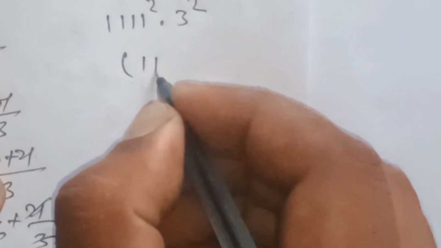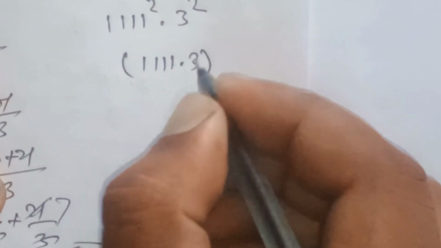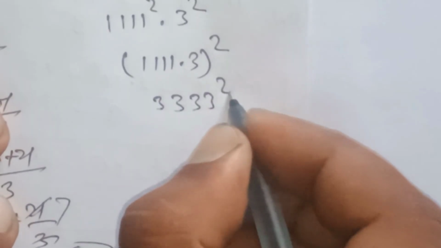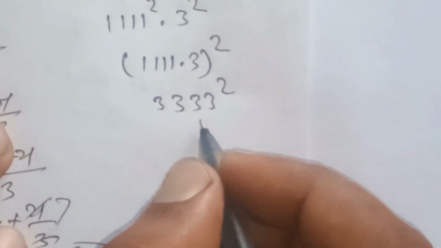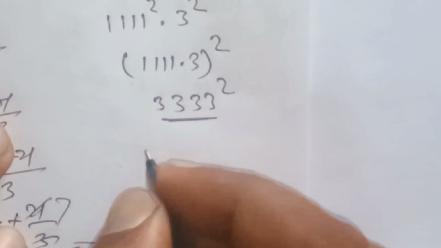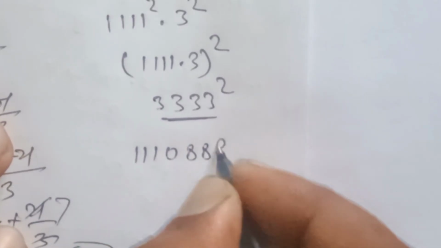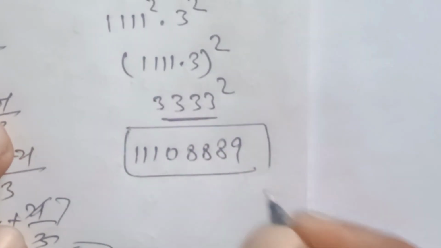After that, bracket open 1 into 3 whole squared. Here 3 whole squared. The value of this is 1110889. This is the final value of this radical math problem.